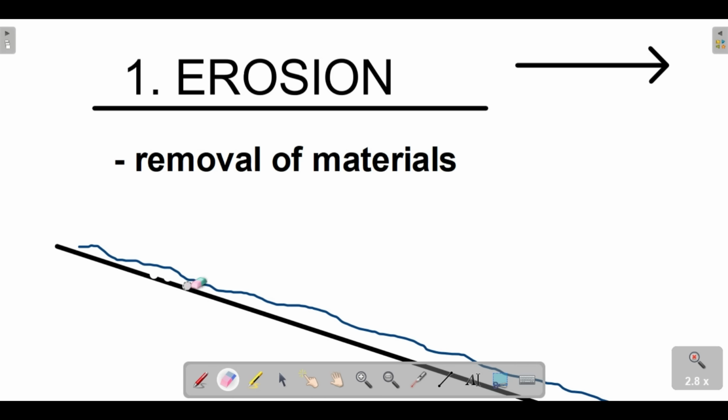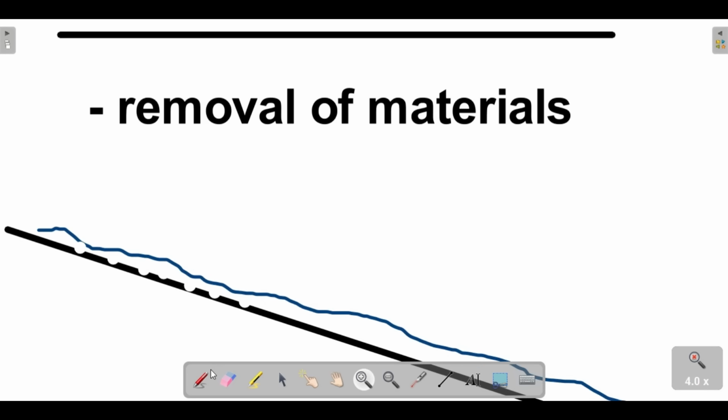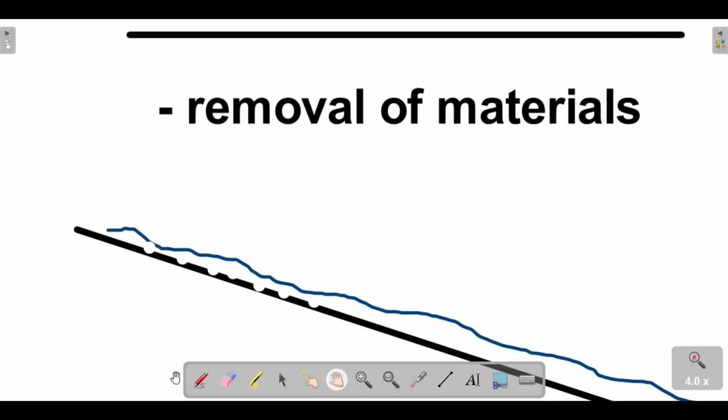Okay, we remove all of those soil particles, rock particles. We are removing all of that material off the soil, off the riverbed. We are taking that off the soil. This is what we call erosion, the removal of material. It's simply that. When water flows on top of the soil, it tends to remove material off the soil, or off the rocks.